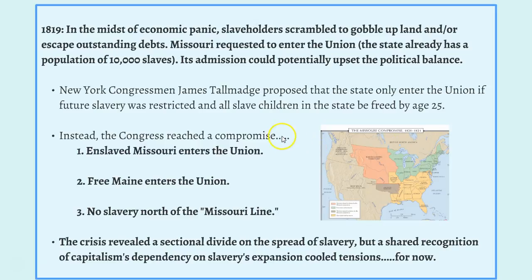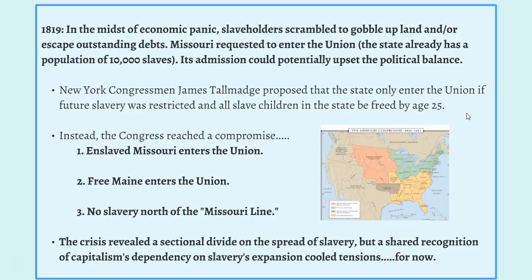It would mandate that all children under the age of 25 would automatically be freed at the age of 25. Thus, in about a generation or two, there would be no more slavery in the state of Missouri. The problem was most Southern congressmen and senators simply could not accept that proposal. They did not like the idea of the United States government imposing upon a potential state what that state should be doing with regards to slavery or any other type of labor system.